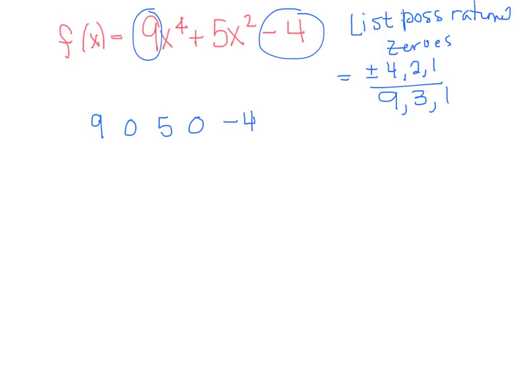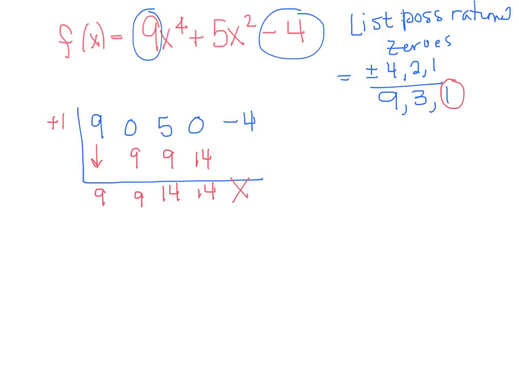I like to start with the easy numbers. The easiest number to synthetically divide with is 1. So let's try that. I could put a plus 1 out here. So bring down the 9, 9, 14, 14. Oh, I can see right now this is not going to work. Didn't work, so I have to try something else.